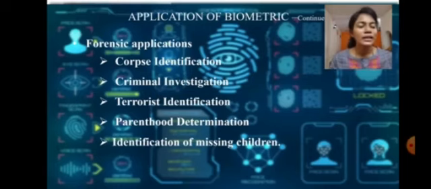And the last one, it's been used by the forensic department to identify a few things like scope identification, and all criminal identification highly depends on the biometric features, as well as identification of terrorists. Even to determine parenthood, the biometric system plays a very keen and very important role, and it's also been used in the identification of missing children.